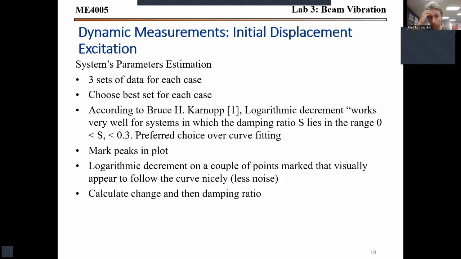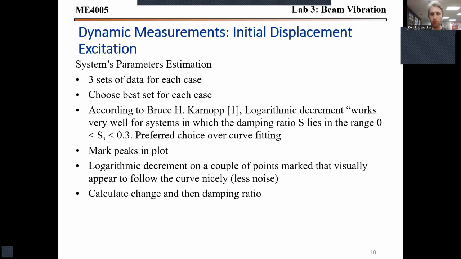So first, for the parameter estimation, there are 3 sets of data that we gathered for each case. I chose the best case for each one. There's no averaging out, just whichever one looks the best, which one seems like the best data. Either choosing a linear curve fit or the log decrement.